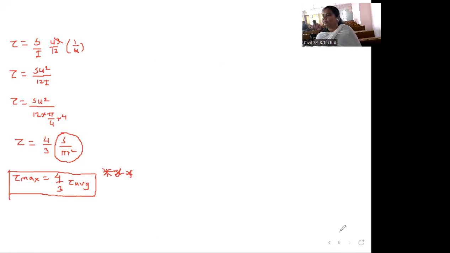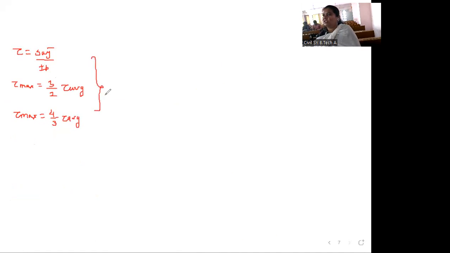So till now we have discussed the equation for finding shear stress: tau equal to S A y bar divided by I B. After that, the maximum shear stress for a rectangular section is 3/2 tau average, and for a circular section tau max is equal to 4/3 tau average. So these three equations are important for solving numericals. Now we will solve numericals.